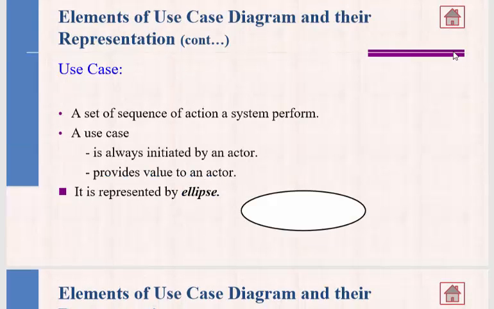Use case: a set of sequences of actions a system performs. A use case is always initiated by an actor and provides value to an actor. It's represented by an ellipse.